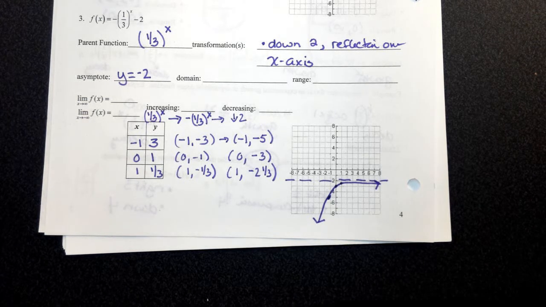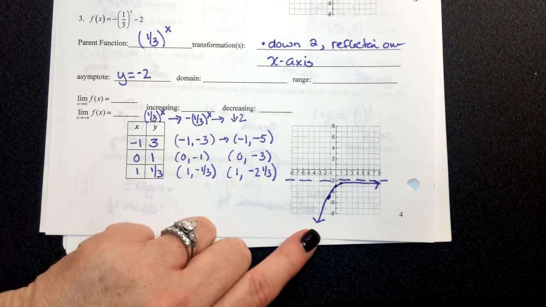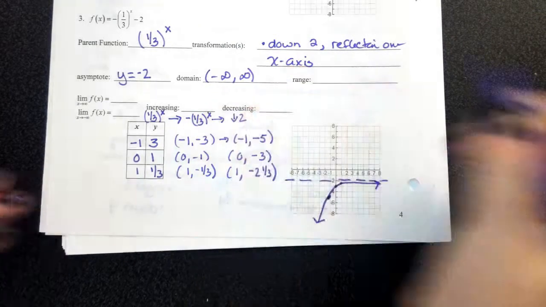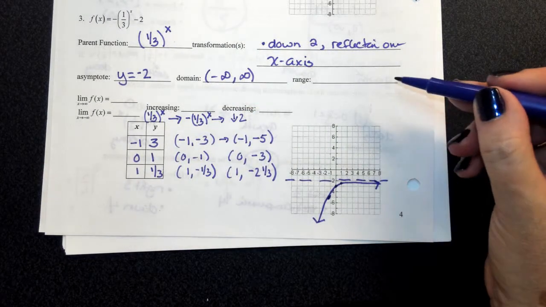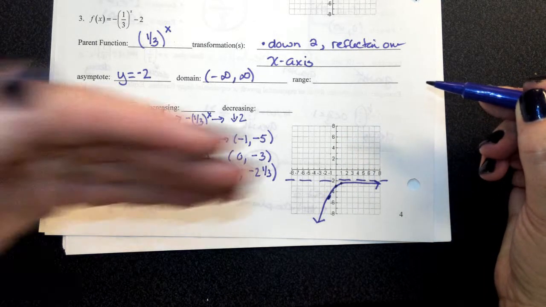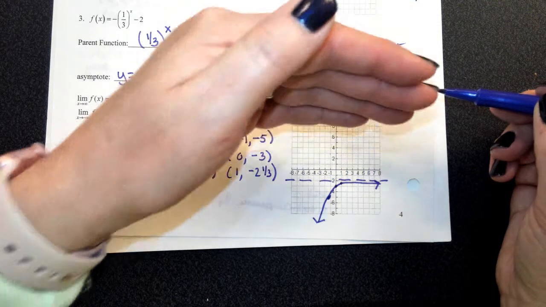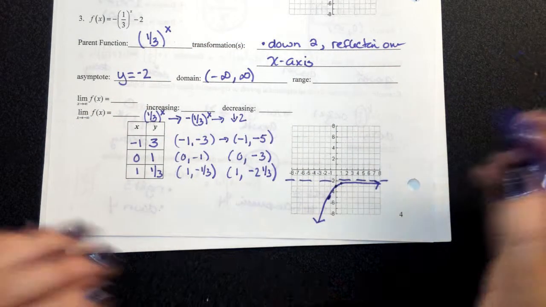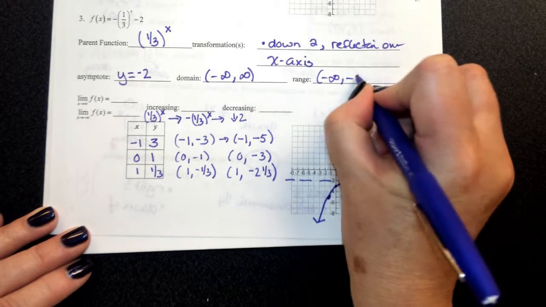Okay. Remember, you always reflect, guys. You always reflect before you shift up, down, left, and right. Okay? So now tell me, what's the domain of this function going to be? All real numbers. Now the range is going to change because you have the reflection as well as shifting it up or down. Now, is the range going to be greater than -2 or less than -2? Less than -2. So it's going to be -infinity to -2.